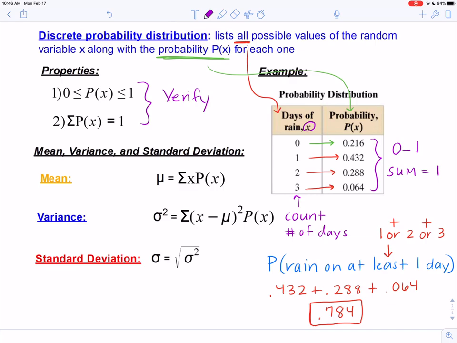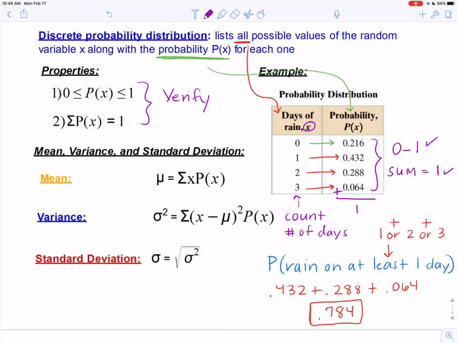So to verify that, I would just add these values together. And if I do that, I am going to see they sum to 1. And so I have verified that this is indeed a discrete distribution. If either one of those properties was not met, then I would have to stop and say this is not a discrete distribution.